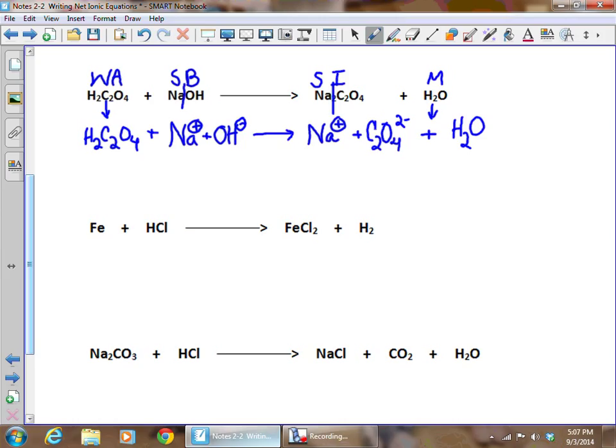The next to the last thing that we check for is to see if there are any spectator ions. Do you see any that appear identically in both formula and charge? Sodium. Sodium's a spectator ion. Once we get rid of sodium, we don't have any other spectator ions, so H2C2O4 plus OH minus is going to yield C2O4 2 minus plus H2O.